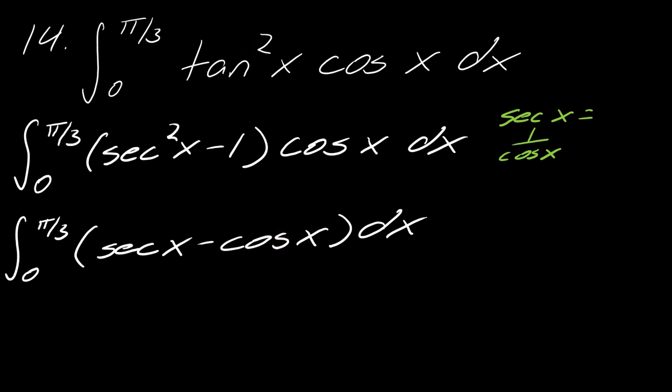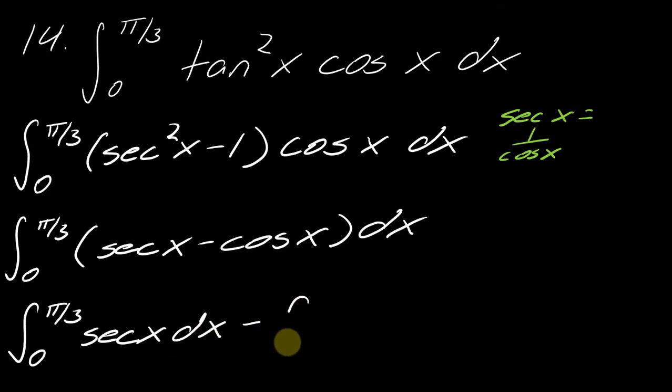I'm gonna split this up into two separate integrals. Like I said, this is kind of a tough one. So I need to deal with secant x dx, and then I have this other one, just cosine x. Okay, so look at these two integrals. Which one can you go ahead and just evaluate? We can evaluate this one, no problem, okay?